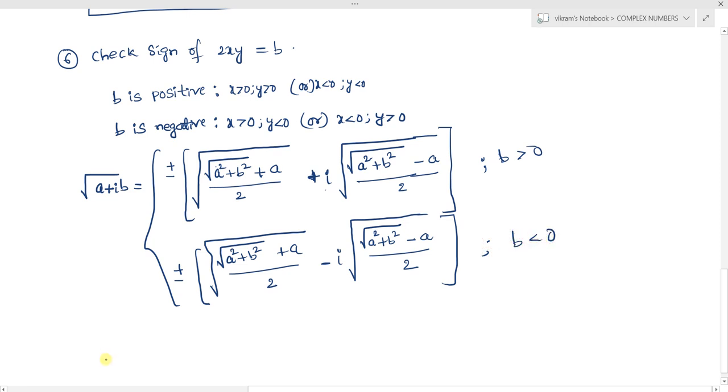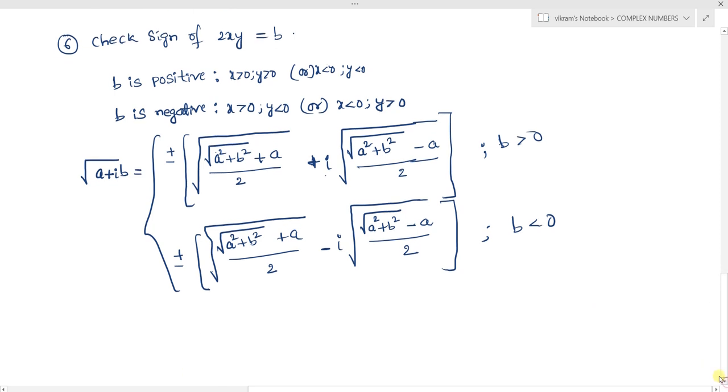So now I think you understand how to find the square root of a complex number. Just go with the regular procedure, otherwise you can remember this formula to find the square root of a given complex number. In the next session we will discuss some more examples about the square root of a given complex number.